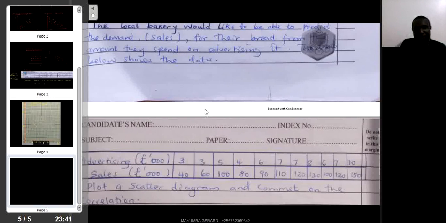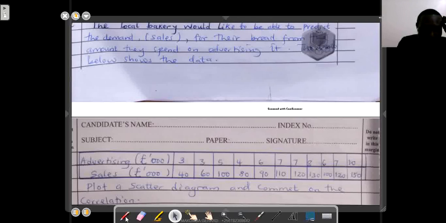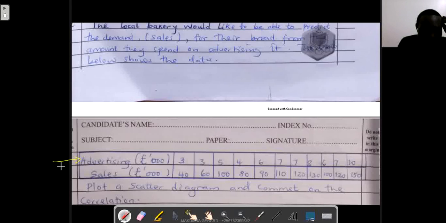So the next question is here. They are saying that the local bakery would like to be able to predict demand, sales for their bread from the amount they spend on advertising it. This was shown in the table below. So we have this table here. This is advertising, and we have this as sales.